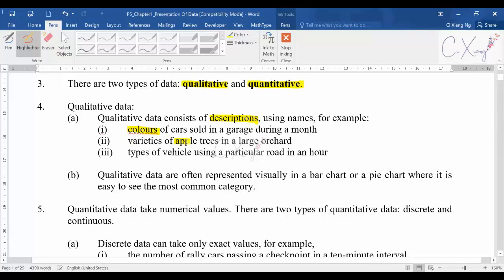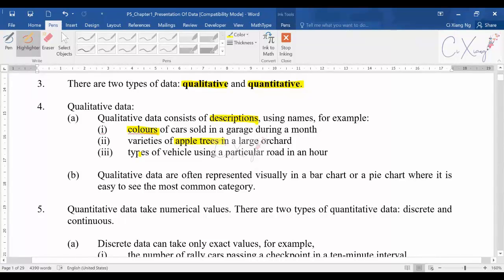Another example is the variety of apple trees in a large orchard. I don't know what kind of apples we have in the market, but when you give the name, it should be a description or a specific name. So it is a kind of qualitative data. And the types of vehicles using a particular road in an hour. Maybe we are driving Honda, Toyota, Perodua, whatsoever. So the types of vehicles, like car, lorry, buses, train, or motorcycle and so on, on a particular road.